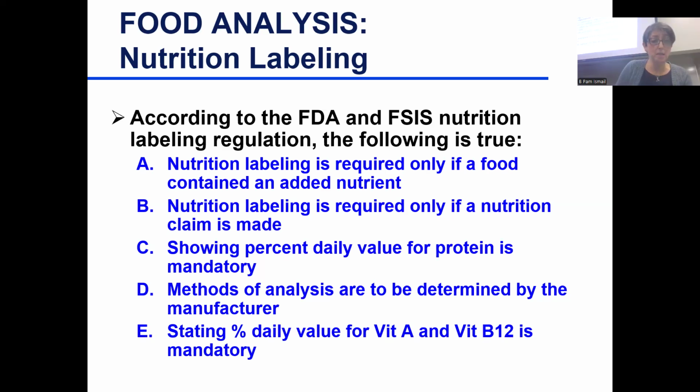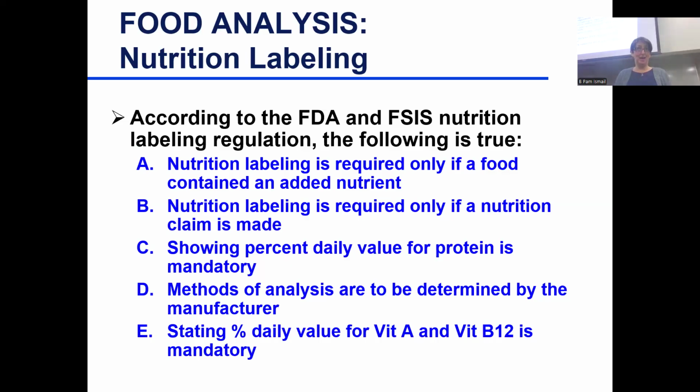Maddie, you said D. Manufacturers would love that, but because it's nutrition labeling, it's regulated by government, so you have to use official methods of analysis. The manufacturers run the assay, but they have to use official methods of analysis. Let's see what other answers there were.